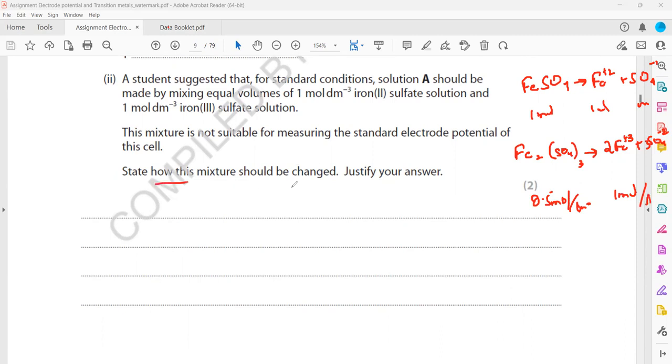State how this mixture should be changed and justify your answer. So you will simply mention that 1 mole of iron 3 sulfate gives 2 moles of iron 3 ions. So if we take 1 mole per dm cube, the concentration will be 2. That's why we should take 0.5 mole per dm cube of iron 3 sulfate to give 1 mole per dm cube, because in a standard condition, it should be 1 mole per dm cube.